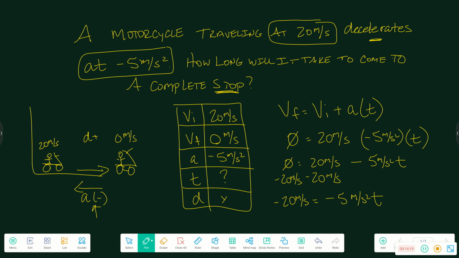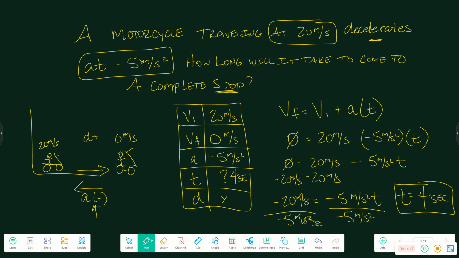You're going to divide by -5 meters per second squared. And what are you left with? Well, the meters cancel, the seconds cancel. So you're left with just seconds, which makes sense because you're solving for T. And T will equal a positive 4 seconds. Time must always be positive. If you come up with a negative time, it's wrong. You've done something that isn't right, and you need to make sure that you have a positive value for time.